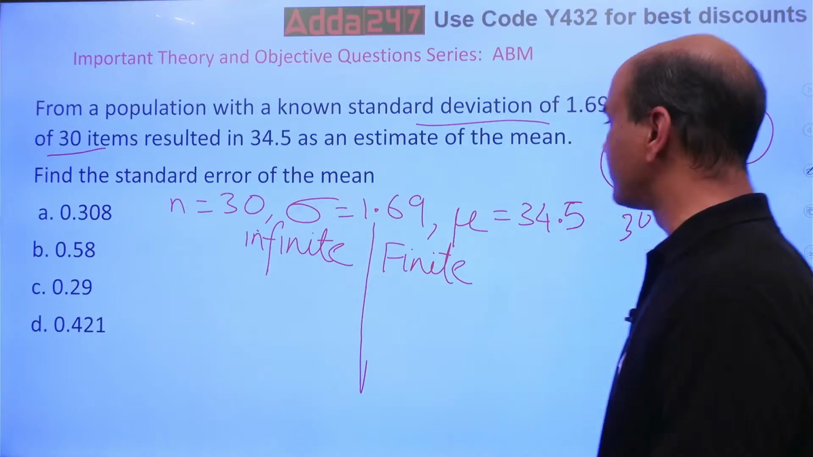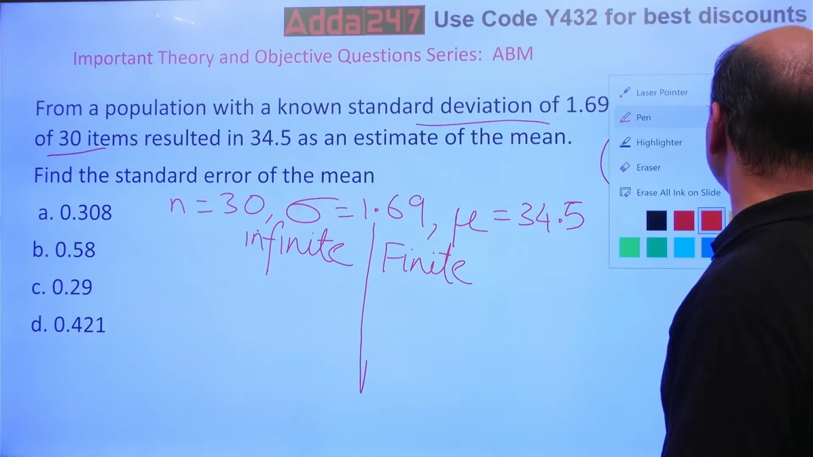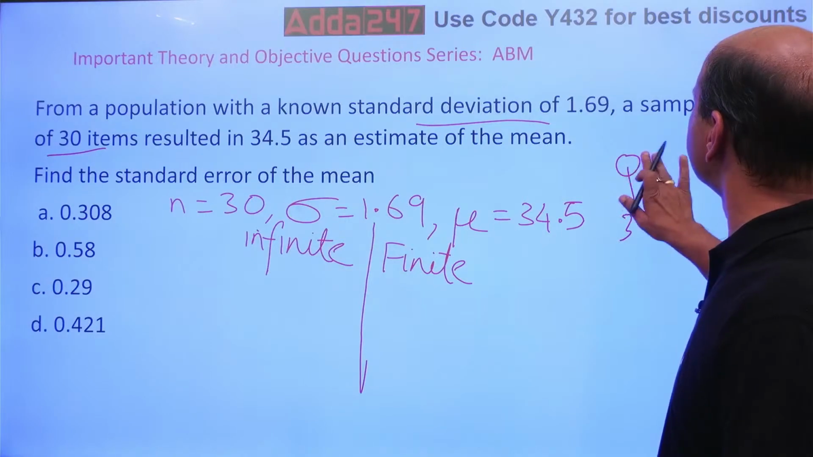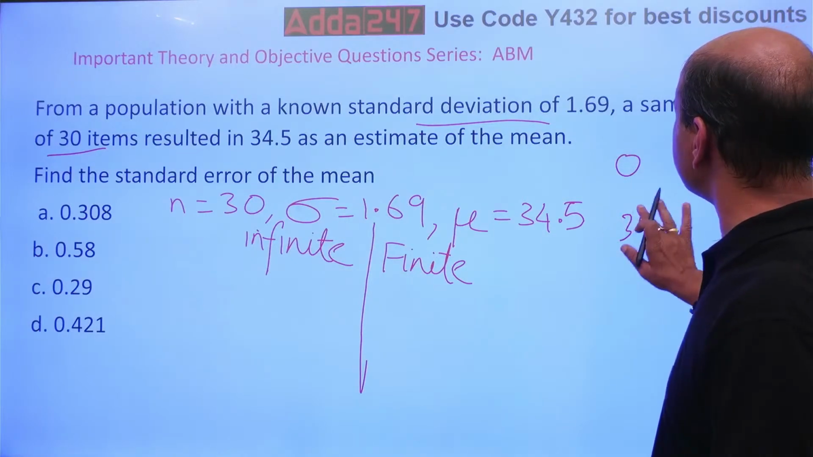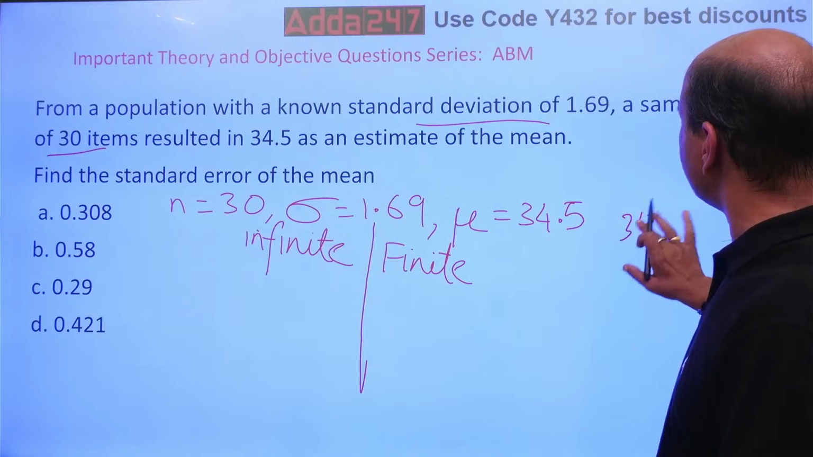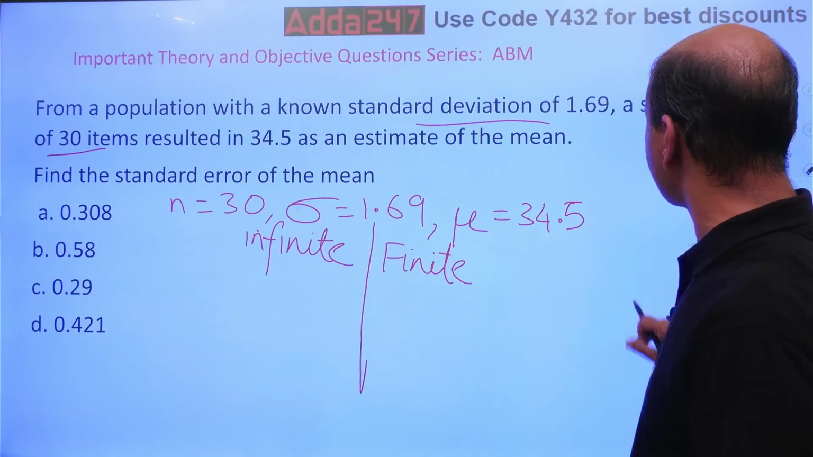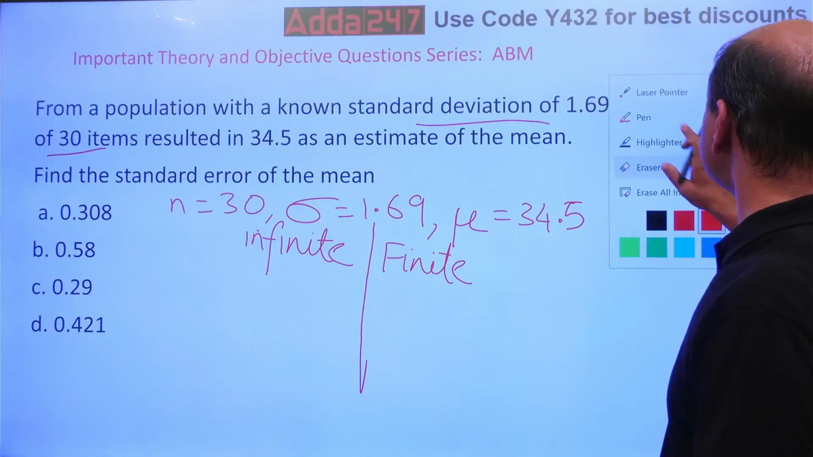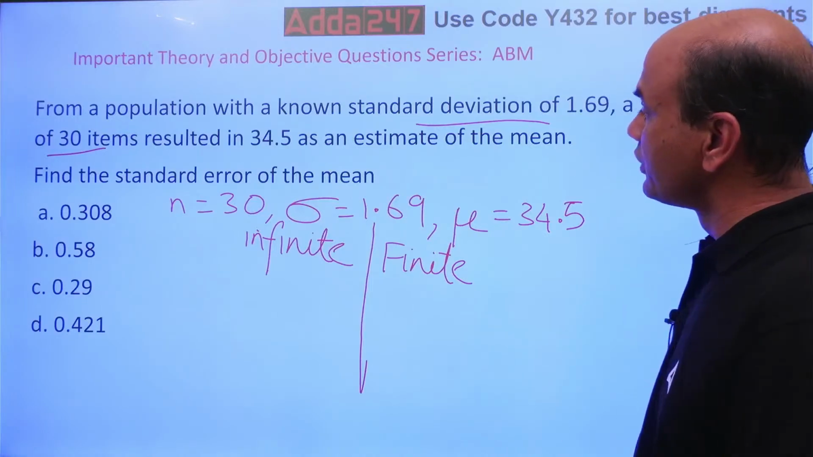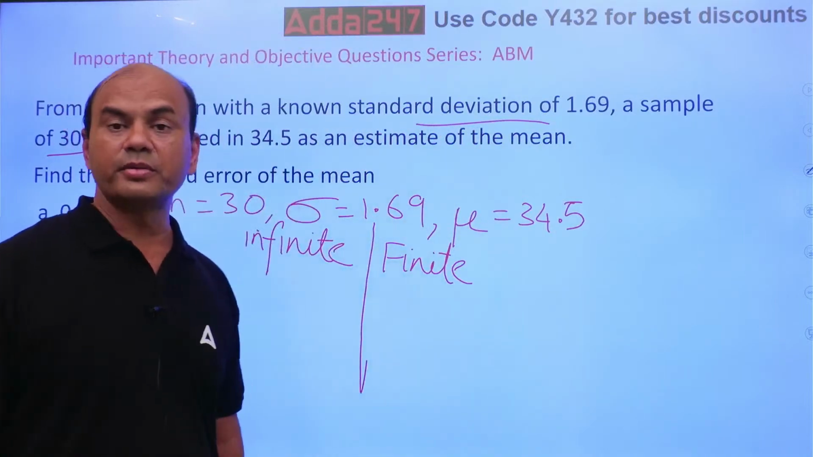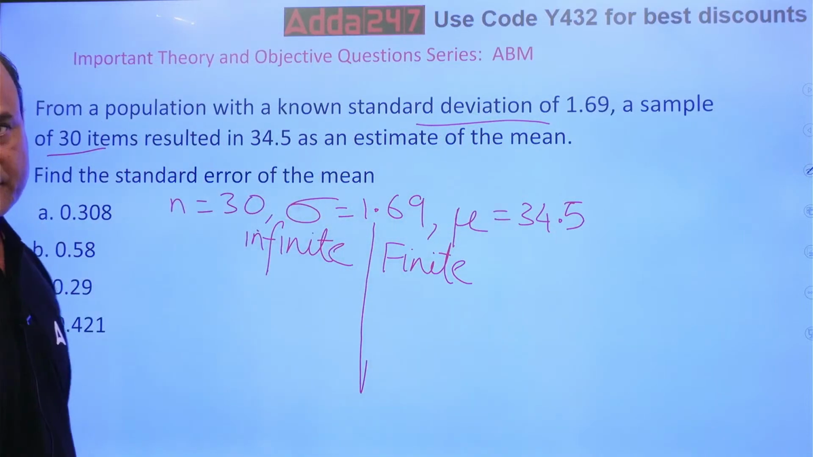When number is not given, what does it mean? It means that this is the infinite population. Okay? It means this is the infinite population. Got it? Clear? So now you'll use the formula for infinite. What is the formula for infinite population?